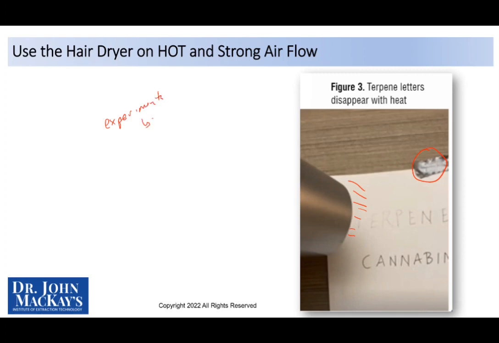You can also vary it based on how far away the hair dryer is, because that also impacts the temperature on the terpenes. This one might be more like the sun or the wind. This one might be more towards aerial extraction and having too much heat.